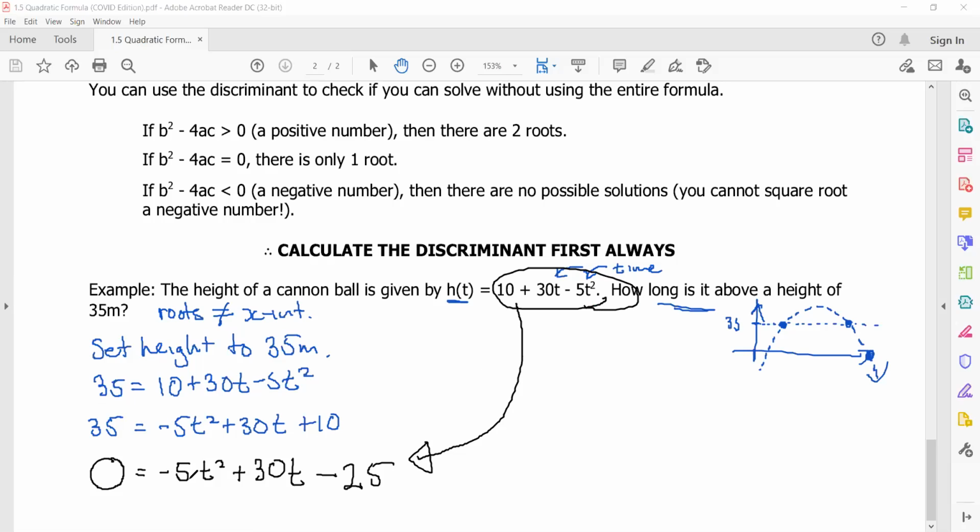Kiara, I'm going to give you the option of choosing. Do you want to factor? Do you want to use quadratic formula? What would you prefer? Factor. Let's do that. They're all multiples of 5, so I'm going to factor this out first. Minus 6t plus 5.